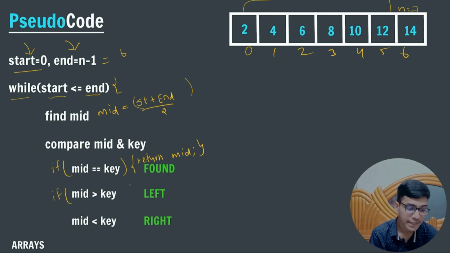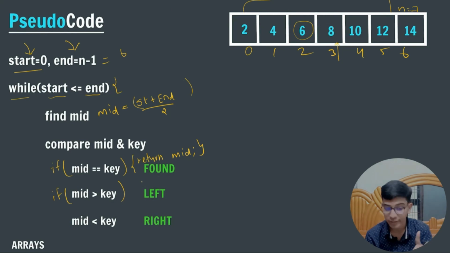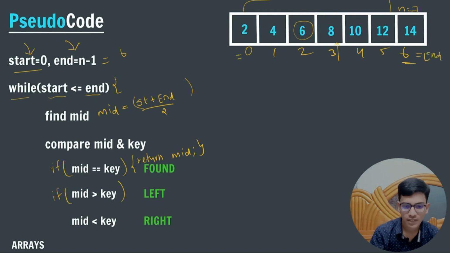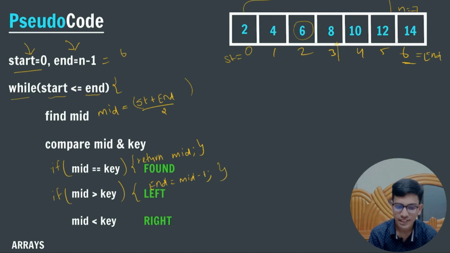If our mid is greater than key, let us consider that this is our mid and our key lies somewhere here, then we will change the value of end, that is, our key is less than mid. If this is the scenario, then we are going to change the value of end. Here end is 6 and start is here. So if our mid is greater than the value of key, then we are going to do end is equal to mid minus 1. This is the step we're going to perform if mid is greater than key.